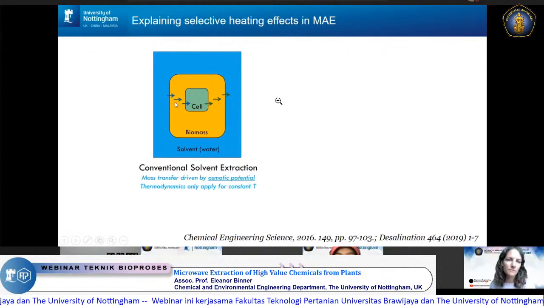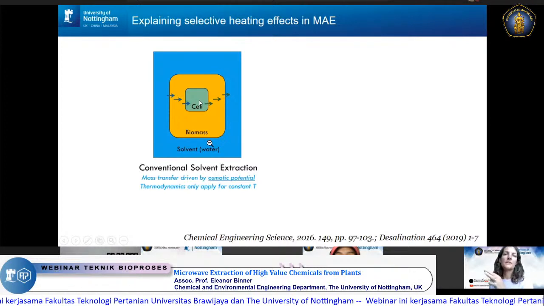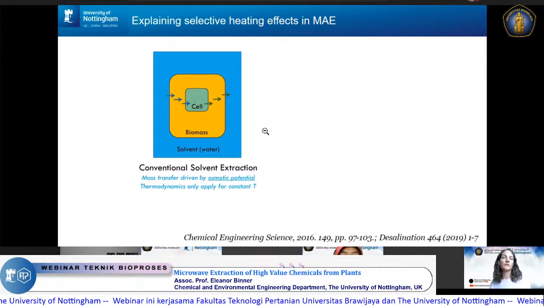The osmotic potential of water outside the biomass is higher than inside, so therefore it moves into the biomass and then it moves into the cell. And then some type of solubilization or desorption happens, and then the solute, which is now dissolved into the solvent, the osmotic potential of that is higher in the cell than in the solvent, so therefore the solute diffuses out into the bulk. That's generally called solution diffusion theory, and that's the generally accepted understanding of solvent extraction.